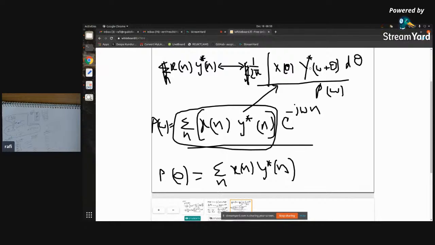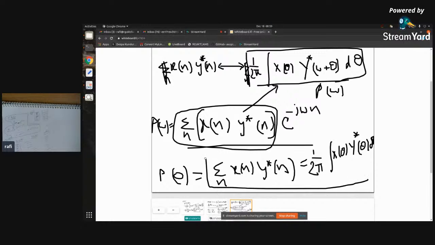And what is p of omega actually in the frequency domain? This is what the p of omega is. So when you substitute omega is equal to 0, what you will get here? This is the same as 1 by 2 pi integral x of theta and y star of, omega is equal to 0 now, y star of theta d theta. So this is what we get.